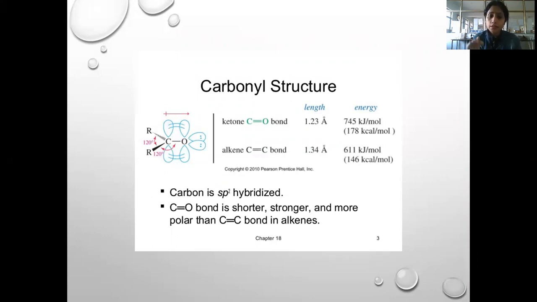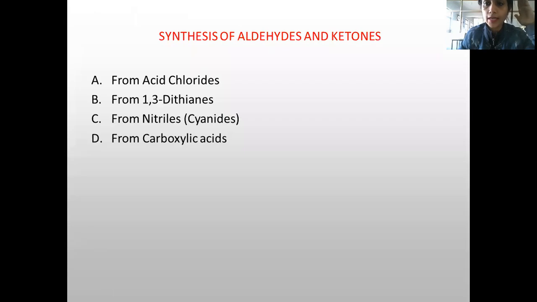And if you compare it to the alkene C=C bond, the length is 1.34 angstrom. So in the carbonyl, the length is smaller, and in the alkene the bond energy is 146 kilocalories per mole. Now, the carbon is sp2 hybridized, and the C=O bond is shorter, stronger, and more polar than the C=C bond in alkenes. Now, if we see the synthesis of aldehydes and ketones, there are four methods of preparation.